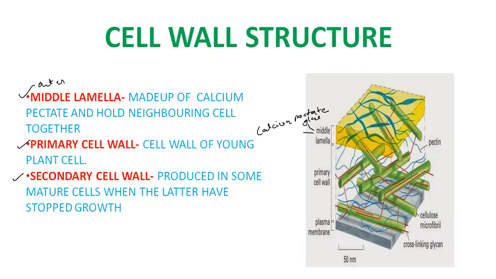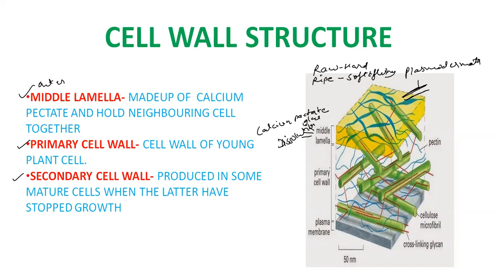So this middle lamella has plasmodesmata. Plasmodesmata are transfers in the cell wall, and with the help of plasmodesmata, materials can move from one cell to another. So when the fruits are raw, they are hard, but when they become ripe, they become soft and fleshy. So why? It is because of the dissolution of middle lamella.